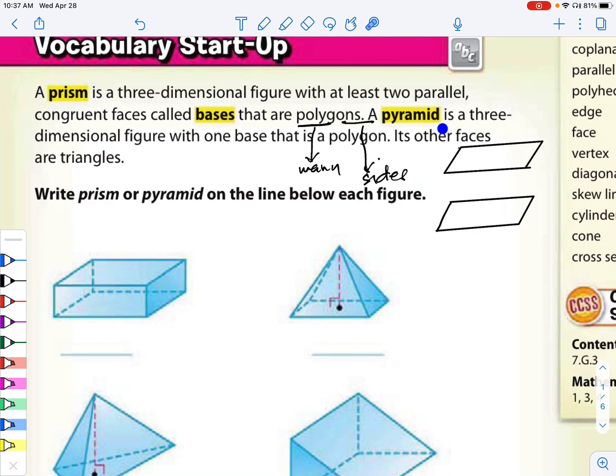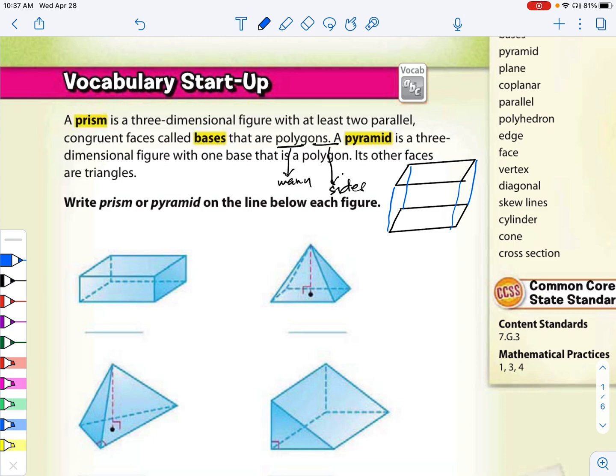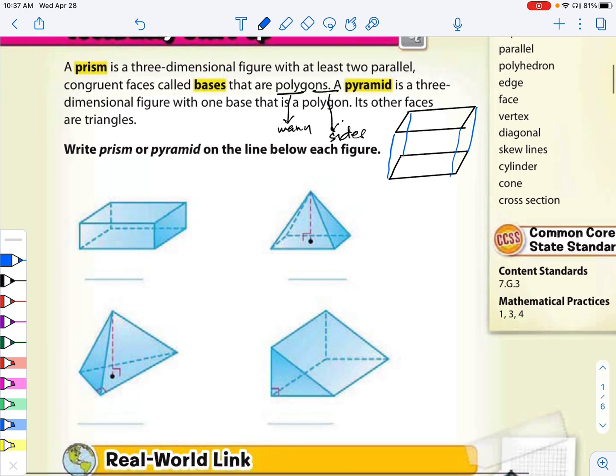A pyramid, on the other hand, is a three-dimensional figure with only one base that is a polygon. Its other faces are triangles. So in this case, if we connect the legs here, this is what we call a prism, and this is actually a rectangular prism. A pyramid will only have one base and the other faces are triangles. Knowing those definitions, let's go through this. Write prism or pyramid on the line under each figure.